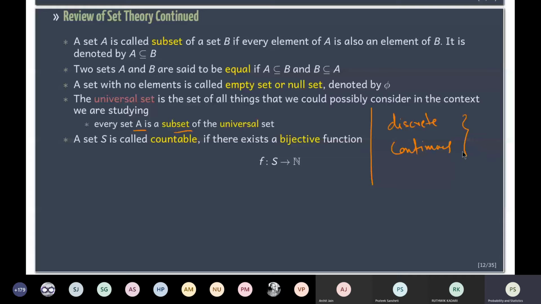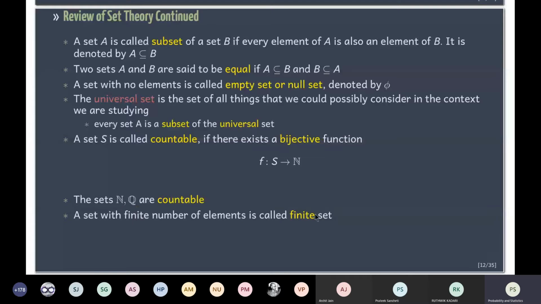So what is a countable set? A set is called countable if I have a bijective function, and this is very important, from the set S to the set of natural numbers. The examples are N and Q, which are countable. A set with a finite number of elements is called a finite set. This is the definition of a finite set. A set which is countable and not finite will be called countably infinite.